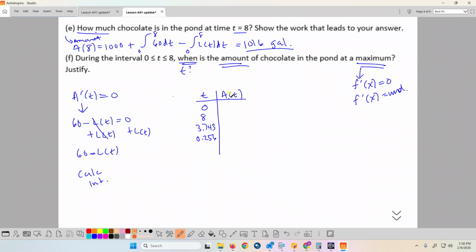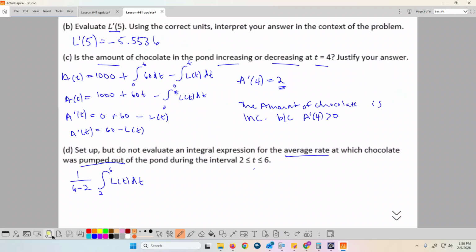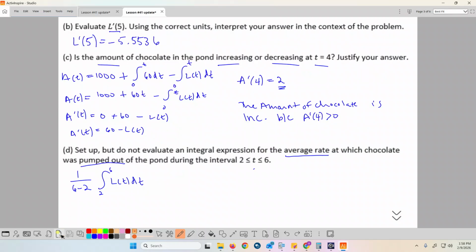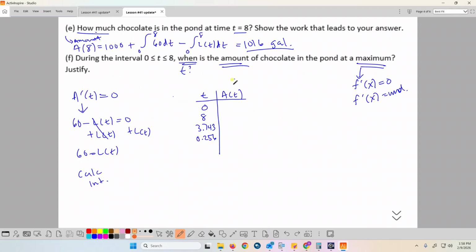So do we know how much chocolate is in the pond at a time of 0? Well, that should be pretty easy to find. Remember that starting at 9 a.m., there was 1,000 gallons in the pond. It's pretty simple, right? So that one's given.